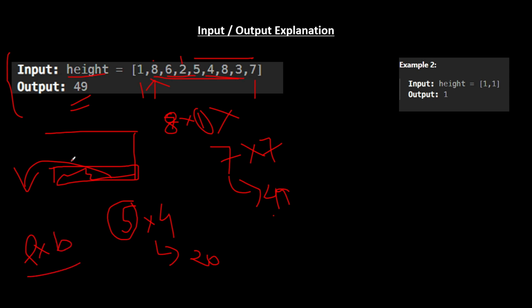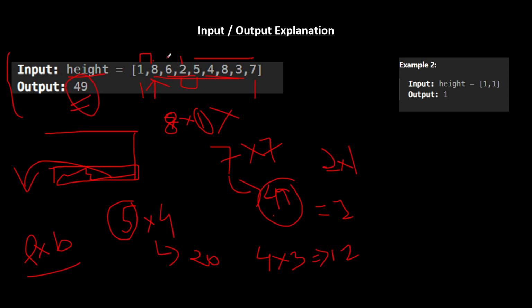I hope you understood this problem, and we got 49 from here. If you do the calculation multiple times, by taking, let's say, 2 and 5, we take 2 into 1, so we get 2. Then we could take 6 and 4, 4 into 3 gives me 12. So if we calculate all the different pairs, we will understand that 49 is the correct output, which is between 8 and 7.